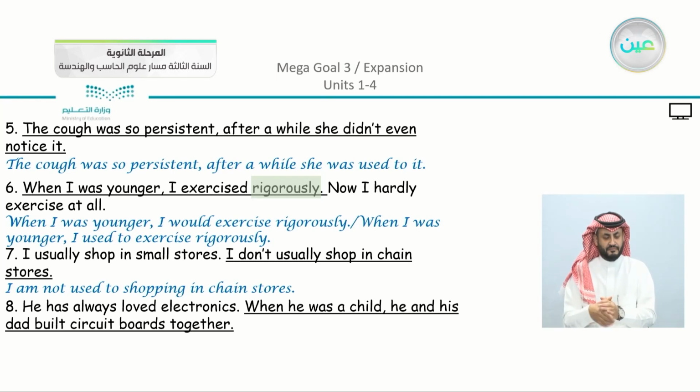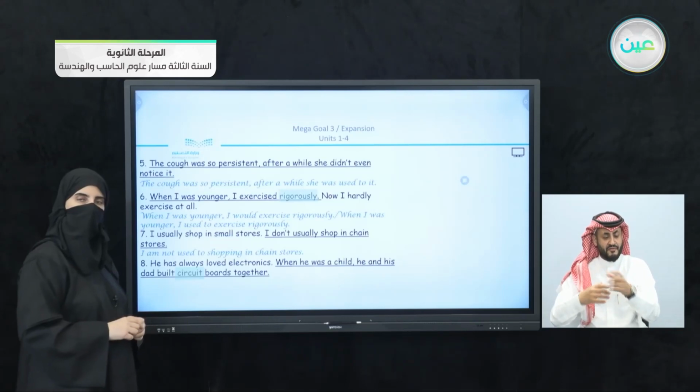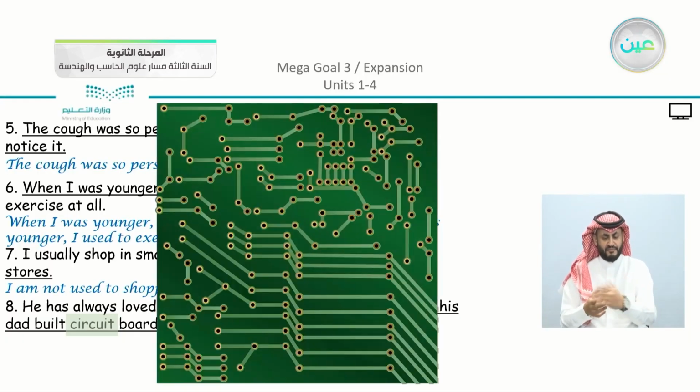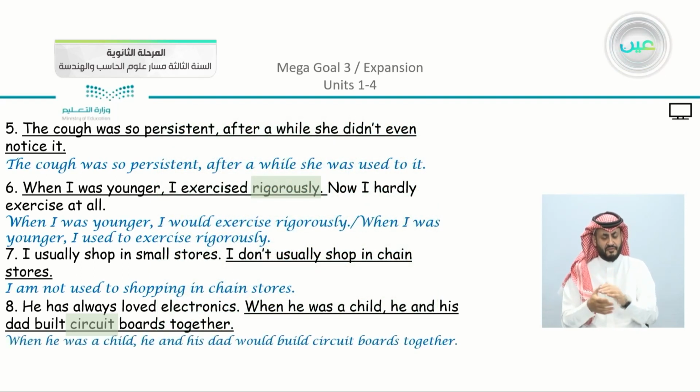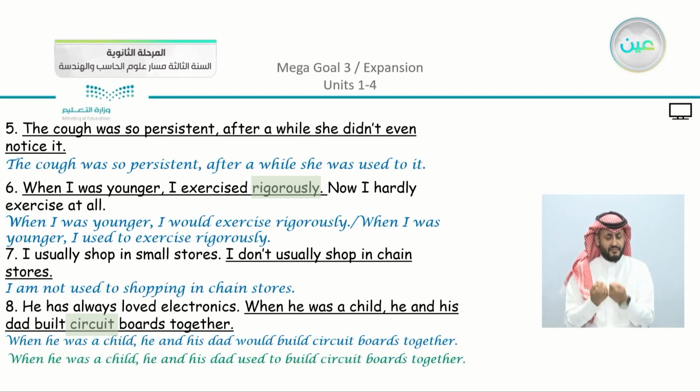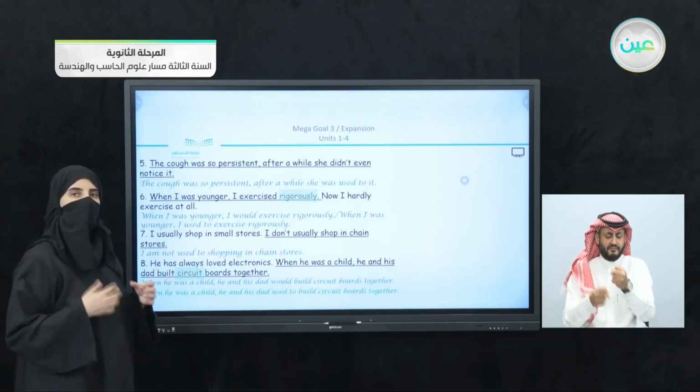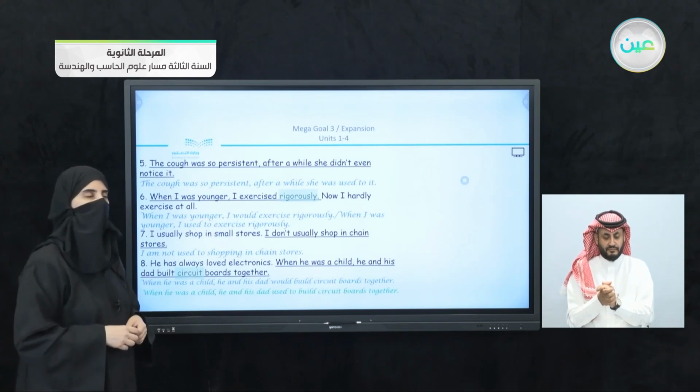We have number 8, he has always loved electronics. When he was a child, he and his dad built circuit boards together. Do you remember the word circuit? It is a word that we studied throughout our units in Unit 3. So we have your circuit here. We can say, for example, when he was a child, he and his dad would build circuit boards together. Or I can give another example saying, when he was a child, he and his dad used to build circuit boards together. Now, note that you can change here the structure of the sentence, as we said, depending on what verb you are going to use.